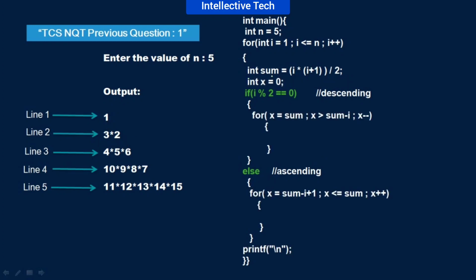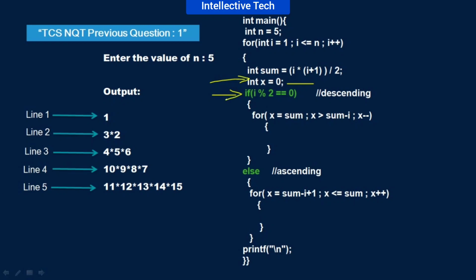First of all we will find the sum of the first i natural numbers. At every iteration we use the formula for finding the sum of the first i natural numbers, that is i into i plus 1 by 2. If the i value is 1, then sum will hold 1. If the i value is 2, then sum will hold 3. If the i value is 3, then sum will hold 6 and so on. Here we are taking variable x for loop iteration. Initially it is holding 0. After that we will check if i modulo 2 is equal to 0.